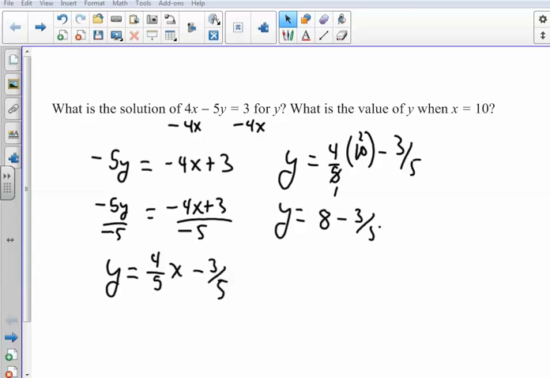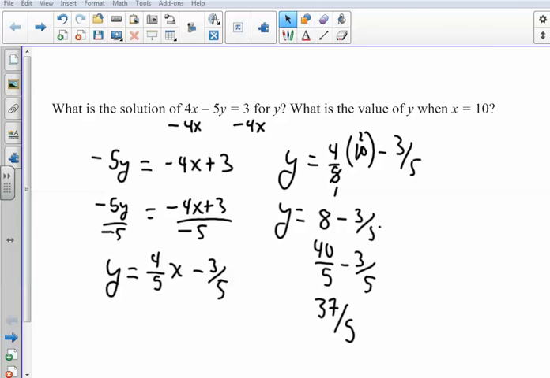Now, if you don't have your calculator, the shortcut is this. This is the same as 40 over 5 minus 3 over 5. 40 minus 3 is 37, so y is 37 fifths. Of course, if you use your calculator, it's a lot easier. There are two examples that you need to work through, very similar to this one.